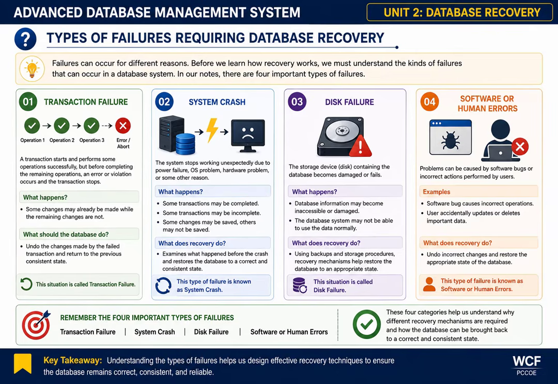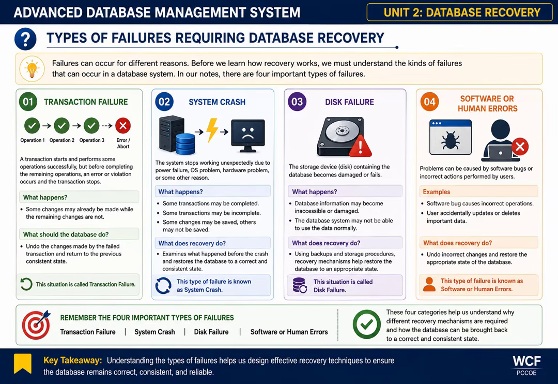When the system starts again, the database cannot simply assume that everything is fine. It needs to examine what happened before the crash. Which transactions were completed? Which transactions were incomplete? Which changes should remain? And which changes need to be undone or performed again? The recovery mechanism helps the database answer these questions and restore the database to a correct and consistent state. This type of failure is known as a system crash.